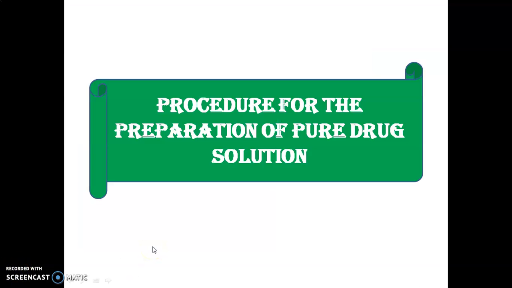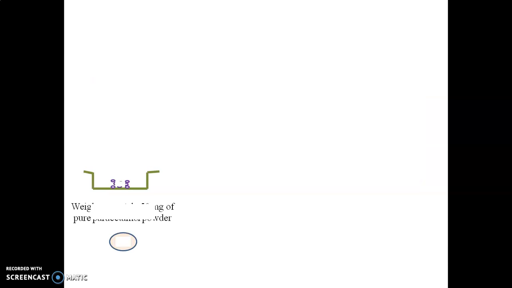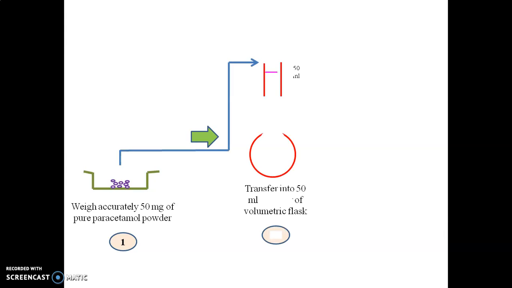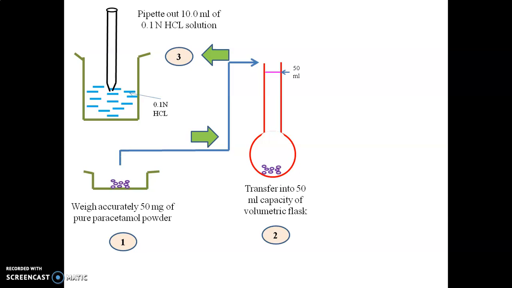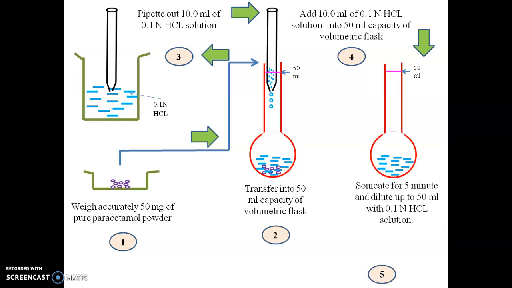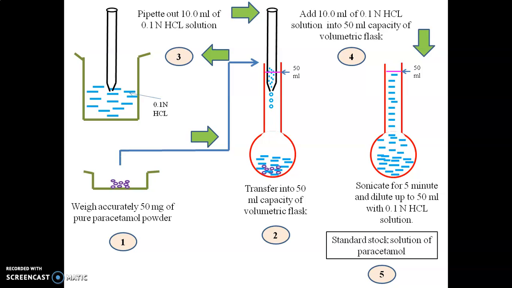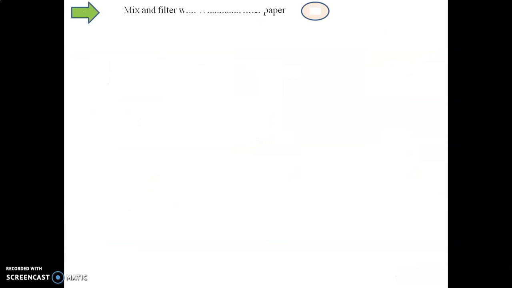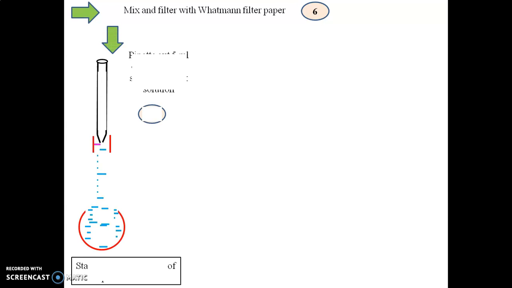Now we have to see the procedure for the preparation of the pure drug solution. So weigh accurately 50 mg of the pure paracetamol powder, transfer this into a 50 ml volumetric flask, then pipette out 10 ml of the 0.1 normal HCl solution and transfer into the same volumetric flask. Sonicate the solution for 5 minutes and dilute up to 50 ml with 0.1 normal HCl solution, and then label it as the standard stock solution of paracetamol. After that, mix well and filter with Whatman filter paper.